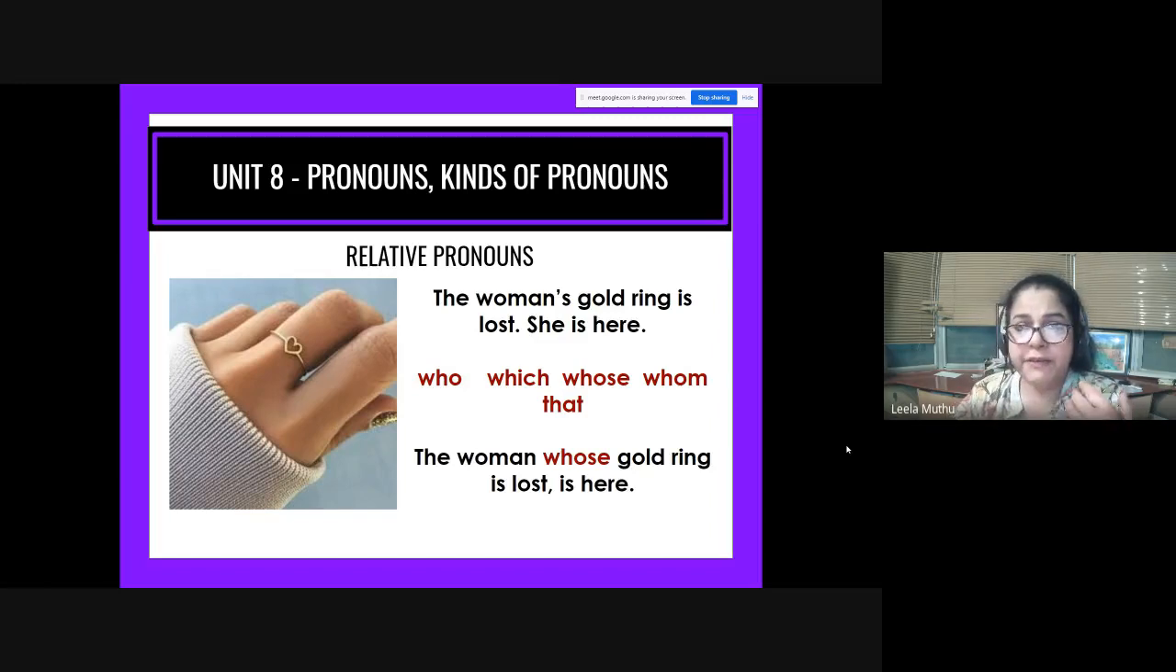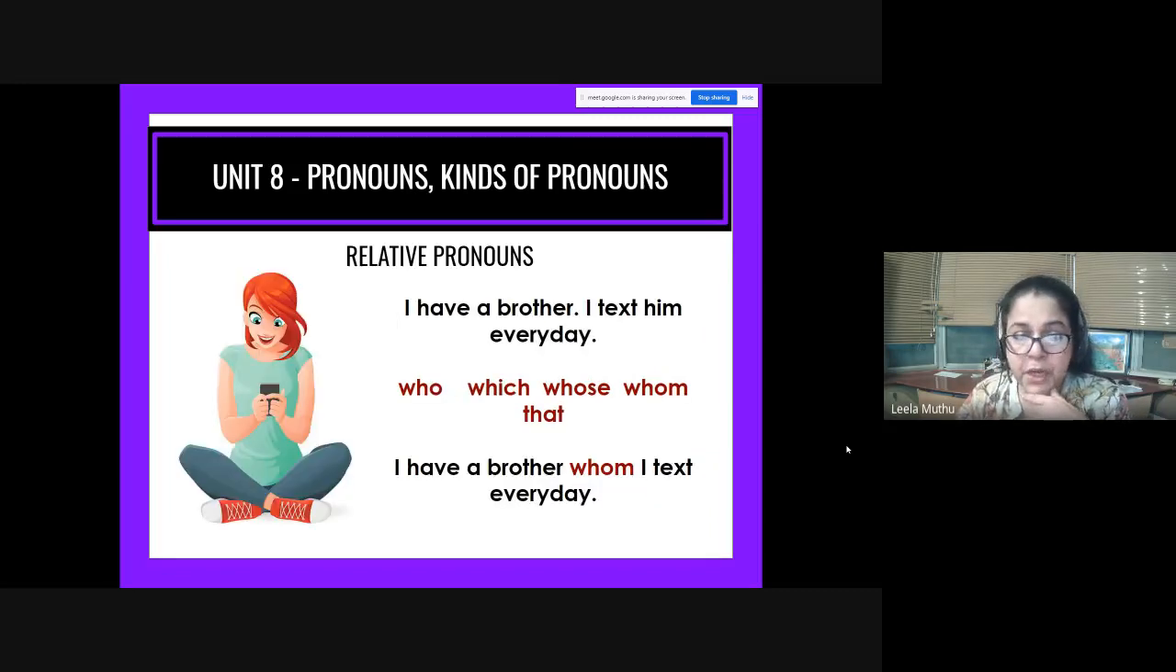All right, so we finished with relative pronouns, I think. I don't know if there are any more examples. Oh, there are more. I have a brother. Let's say he lives really far away. Let's say he stays in Germany. I miss him so much. He's my twin brother. So what I do, I text him every day.